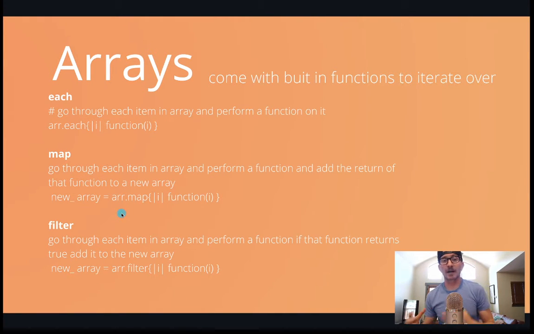This is good if you want to update your array into some new data. There's a filter method where we can go through each item in an array, perform a function on that item, and if that function returns true, then we're going to add it to the new array. So this is a good way I could go through a list of people, and maybe I want to create a new array of people over the age of 21.